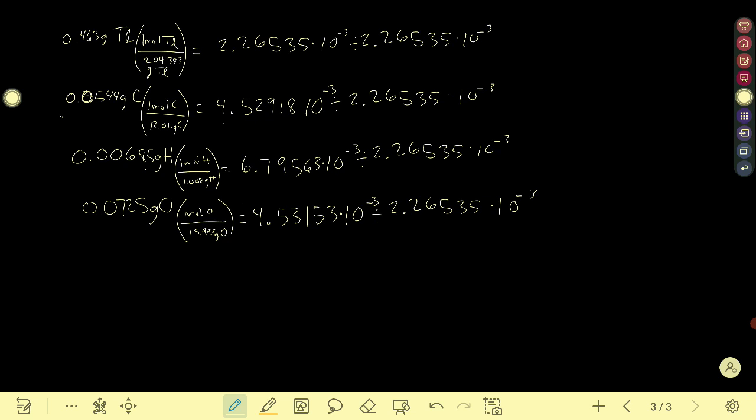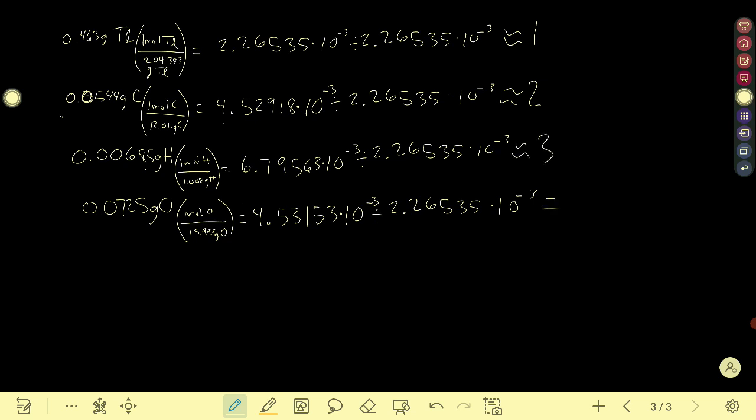All right, so when we divide them all by the smallest, obviously this top one's going to come out to about 1. Now the next one down, we can just take 4.52918 times 10 to the negative third, divided by 2.26535. And I'm going to get about 1.999. So again, within a tenth, I can say that's about 2. Now this one is 6.79563 divided by 2.26535. And I'm going to get 2.999 this time, so that's about 3.